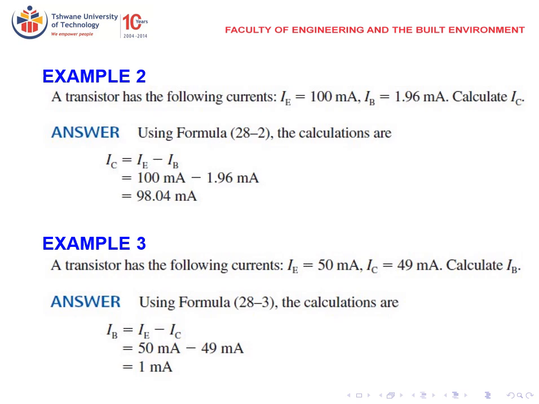Example 3, a transistor has the following currents. IE equals 50 milliamperes. IC equals 49 milliamperes. Calculate IB. So IB will be emitter current minus collector current, giving us 1 milliampere.